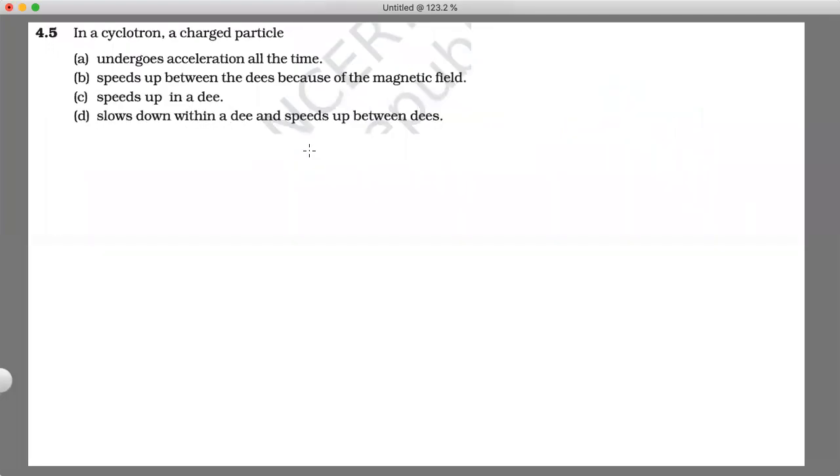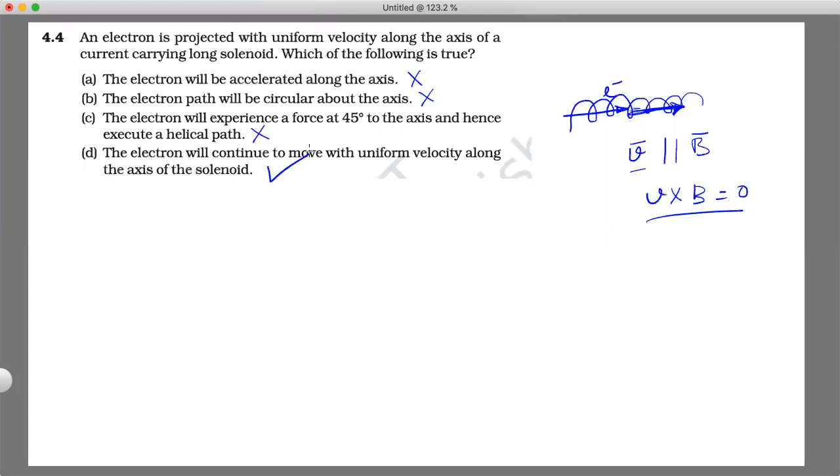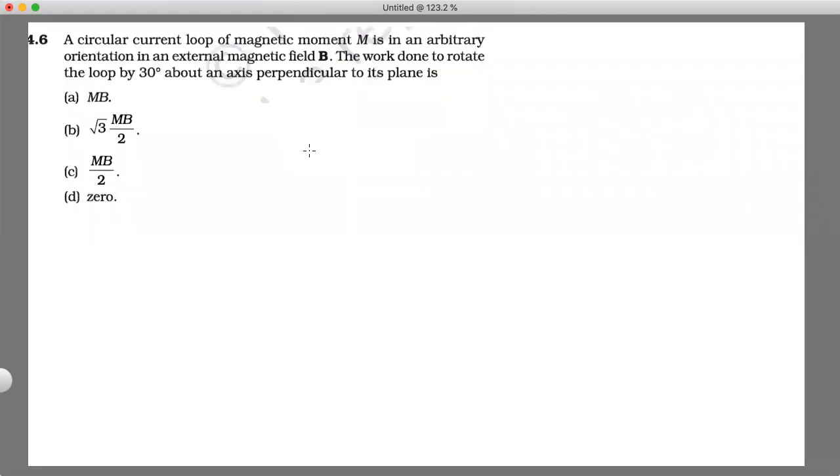Okay, so this question I will skip. Can you turn the page for a second? Yeah, fine. Right. So this I will skip. So cyclotron is not in the course this year.